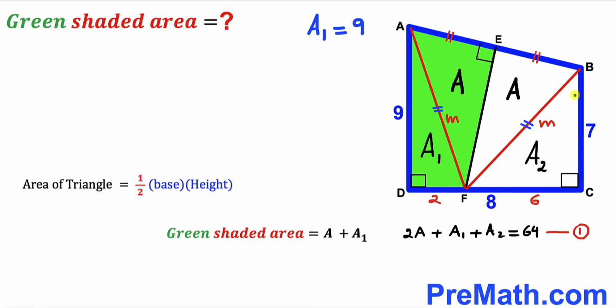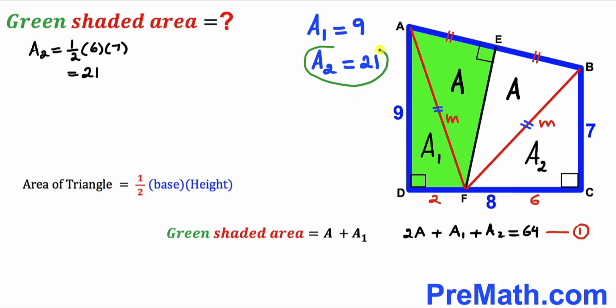And likewise we are going to calculate the area of this other triangle BCF as well. And we are going to use the very same area of triangle formula. And here our base is 6, our height is 7, and the area is A sub 2. So therefore area A sub 2 is going to be equal to a half times 6 times 7. And if we simplify, that is going to give us 21. So thus our area A sub 2 value turns out to be 21.